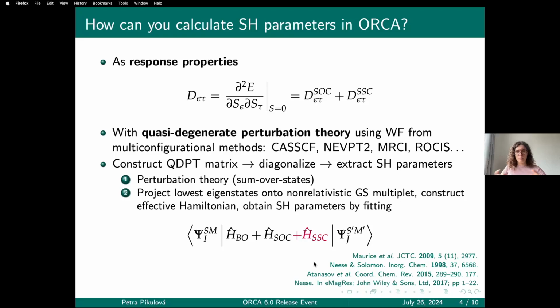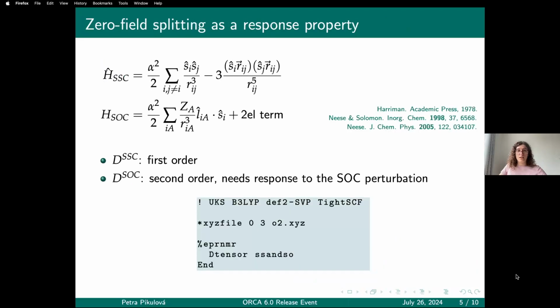Then this matrix is diagonalized to obtain some states and energies, and these states and their energies are compared by the program with the form that your effective spin Hamiltonian should have, and the spin Hamiltonian parameters are extracted by making this link. So let's look at an example, first at the calculation that's based on response theory.